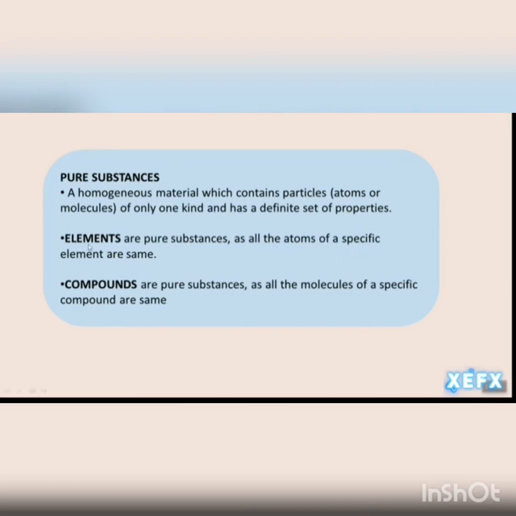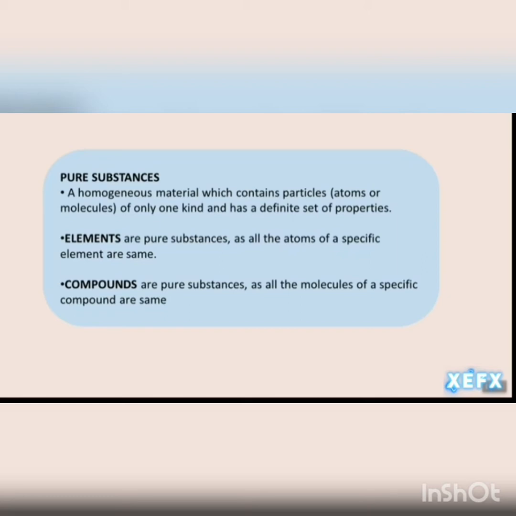Okay, so here we see elements are pure substances as all the atoms of a specific element are the same. So an element is also a pure substance which has the specific chemical properties, chemical nature, that are the same. Now here we see compounds. Compounds are pure substances as all the molecules of a specific compound are the same. So compounds are also pure substances in which all the molecules of the compound are the same.